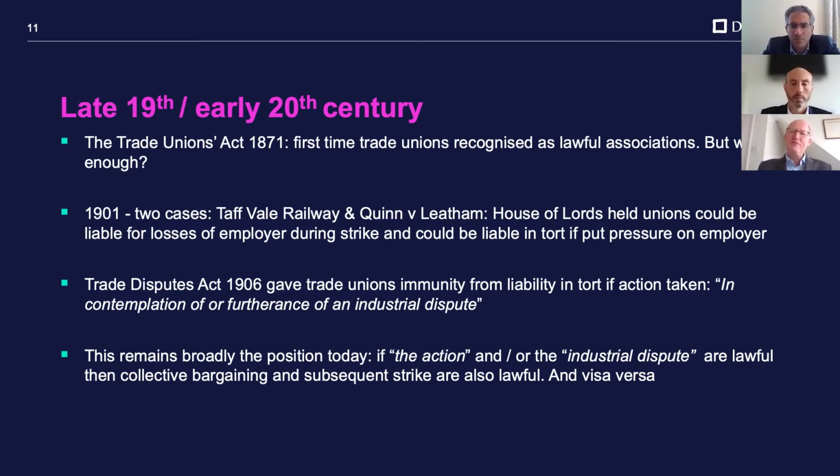The House of Lords held that unions were liable for losses of employers during strikes and liable for losses if employees were to put pressure through unions on employers. But of course, this effectively makes striking unviable, because if you're going to be liable for the damages of the employer, you're going to be out of business as an association before you begin. So the Trade Disputes Act 1906 was passed to give trade unions immunity from liability in tort if the action was taken in contemplation or furtherance of an industrial dispute.